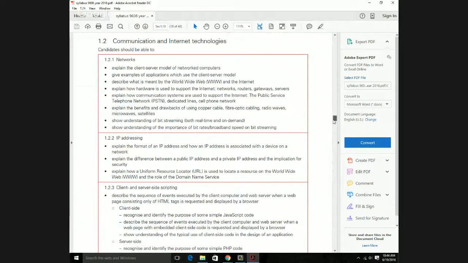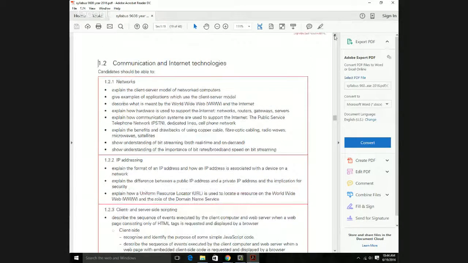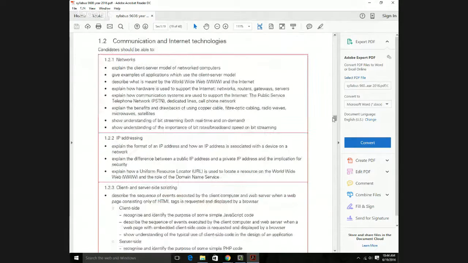Networks. Now we are coming to the second chapter of paper 1, that is communication and internet technologies. We are done with the first chapter. Okay, actually we're really not done with chapter 1, we're just having an overview.